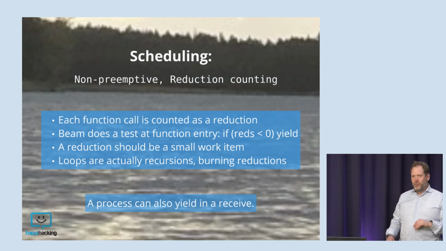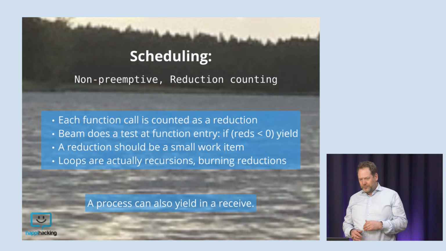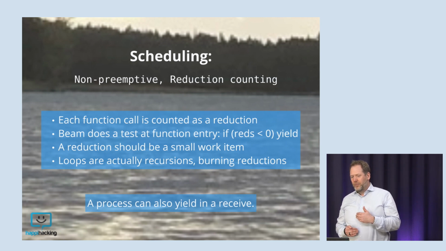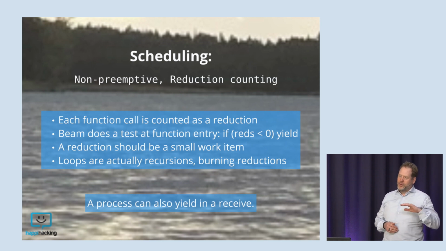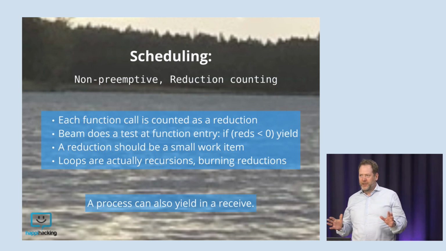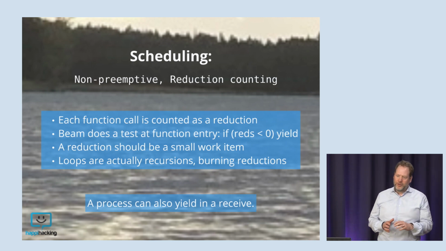A reduction should be something small, but as we saw with term to binary, turning a 30 gig structure into a binary representation is not really small. But that was quite a long time ago, and the team at Ericsson, with help from people on the outside, have now managed to get almost all the built-in functions in the Erlang runtime system to either be able to yield, or both be able to yield and to count a number of reductions comparable to the amount of work that they are doing.